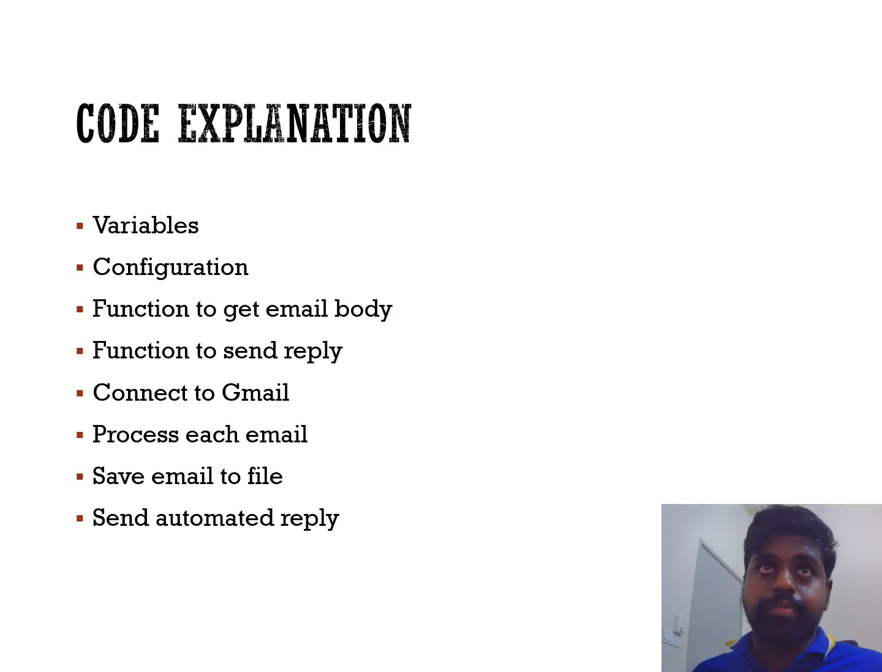Now for the coding part, I set up this explanation, basically dividing the code into three parts. Variables configuration, functions to get the email body, function to send a reply, connect to Gmail, process each email, save the email to file, send automated replies. We're going to take a look at all of this on the next slide.